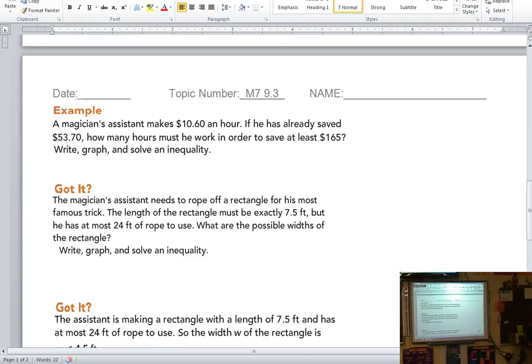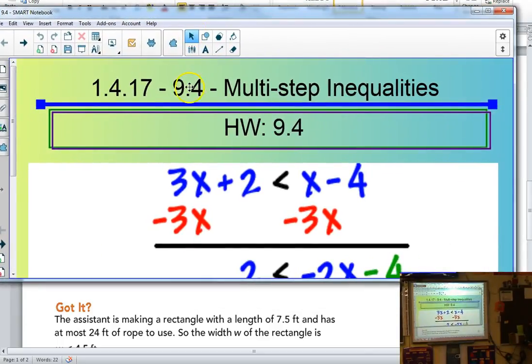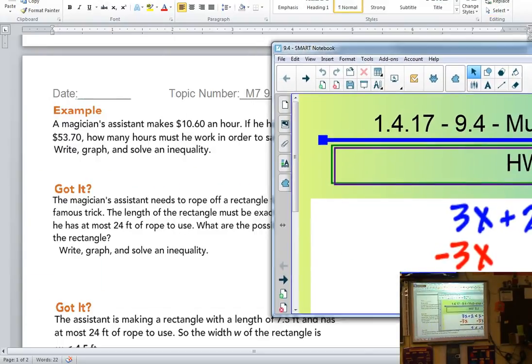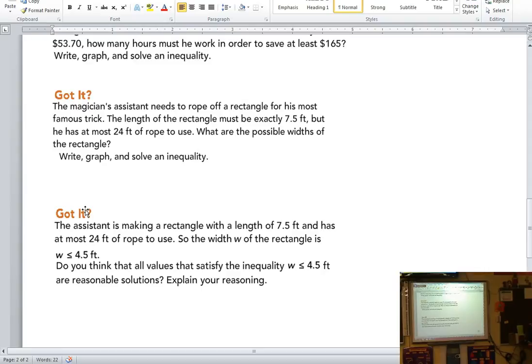So today's lesson, it's actually January 4th. My computer's being kind of slow, but we are going to be working in 9.4. We're starting by finishing 9.3 from yesterday, though. So we just talked about our got it. Does anybody have questions on that?